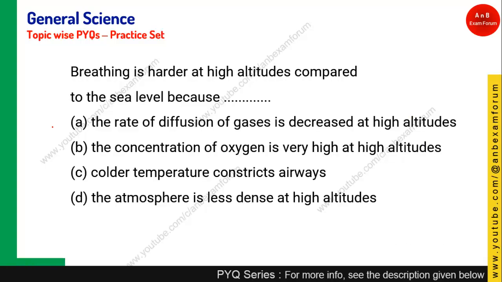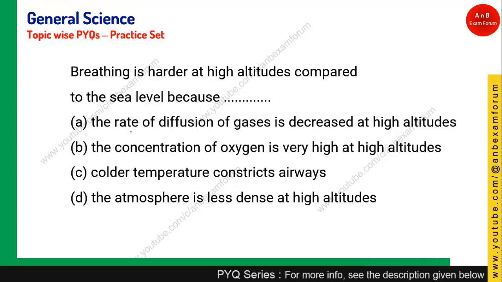The last question for today's session: breathing is harder at higher altitude compared to sea level because of what? The rate of diffusion of gases is decreased at higher altitude. No. The rate of diffusion of gases remains the same whether you are at higher or lower altitude. The concentration of oxygen is very high at high altitude. It is again not the case. The reason is different, so this is also incorrect. Colder temperature constricts airway. This is again false. There is no relation to this.